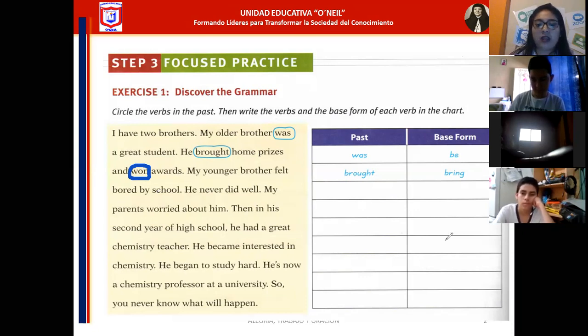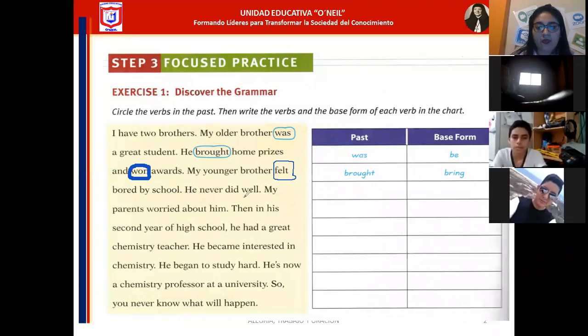Alguien que me ayude, ¿cuál es el verbo en esta oración in past tense? My younger brother felt, okay, felt. This is the other verb. Recuerden que ustedes están trabajando in your notebook, en su cuaderno. He never did well. Where is the verb in past tense, Abel Ramírez? Did. Okay, thank you. Did, yes.